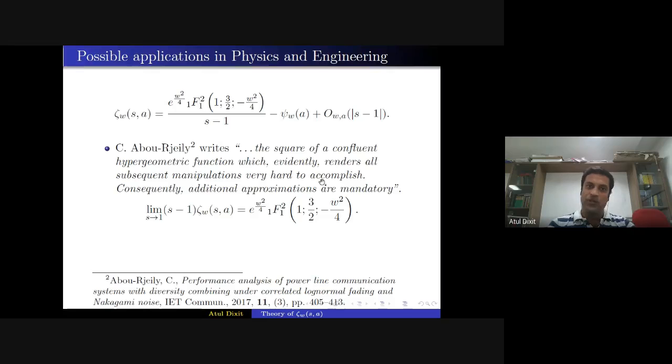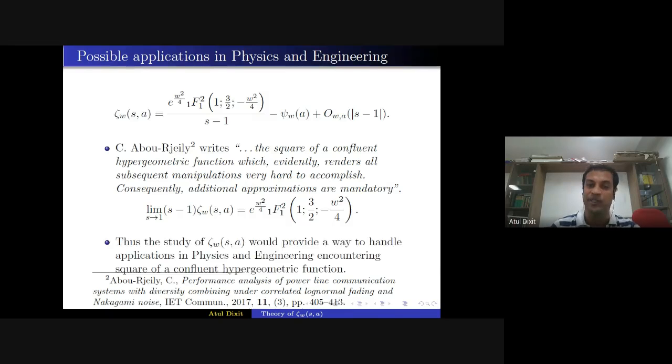Even though the confluent hypergeometric function which this person encounters is different from what we have, I just wanted to show that here is one way one may study a square of 1F1, this particular 1F1, and that is through its representation as a limit of (s minus 1) times this generalized Hurwitz zeta function. So when one has more and more theory of this function developed, that may be utilized towards working with problems which involve squares of confluent hypergeometric functions.